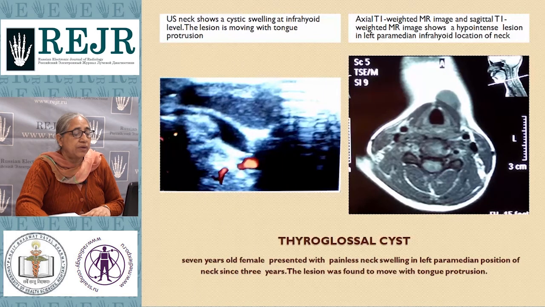It's another case of thyroglossal cyst in a 7-year-old female who presented with a painless neck swelling in the left paramedian position of the neck since 3 years, and the lesion was found to move with tongue protrusion. Ultrasound shows a cystic swelling at the infrahyoid level, and the lesion was moving with tongue protrusion. An MRI done, axial T1 weighted images, shows a hypointense lesion in the left paramedian infrahyoid location of the neck.